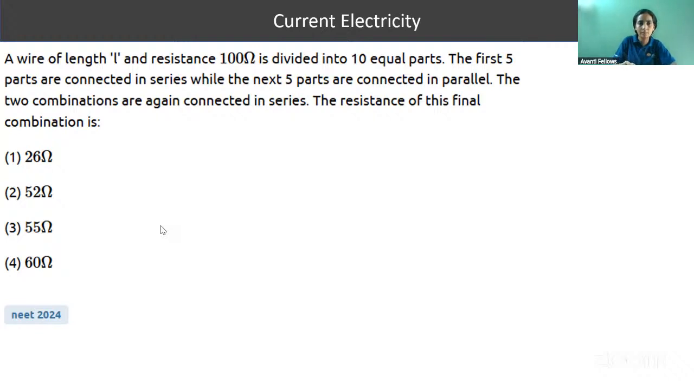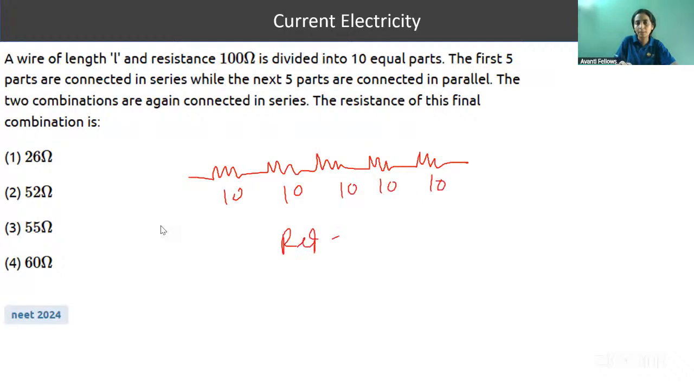फर्स्ट 5 आर कनेक्टेड इन सीरीज. सो पहले 5 को हमने किस में कनेक्ट कर दिया? सीरीज में कनेक्ट कर दिया. ठीक है. दिस इज 10 ओम, दिस इज 10, दिस इज 10, दिस इज 10, दिस इज 10. सो यहाँ पे इसका आर इक्विवेलेंट क्या हो जाएगा? 10 प्लस 10 प्लस 10 प्लस 10, दैट इज 50 ओम.